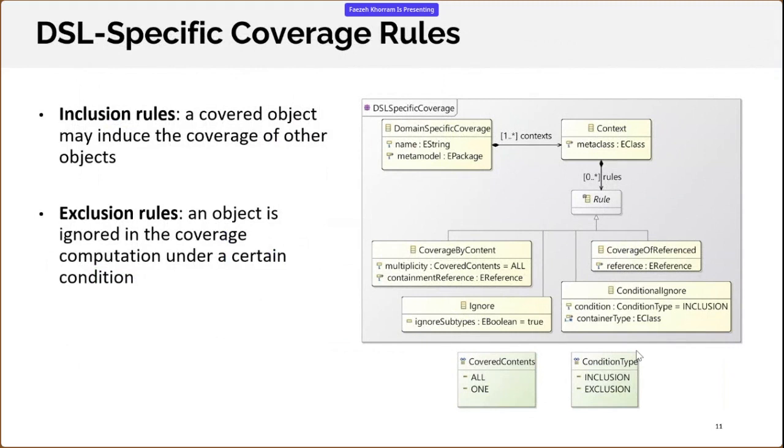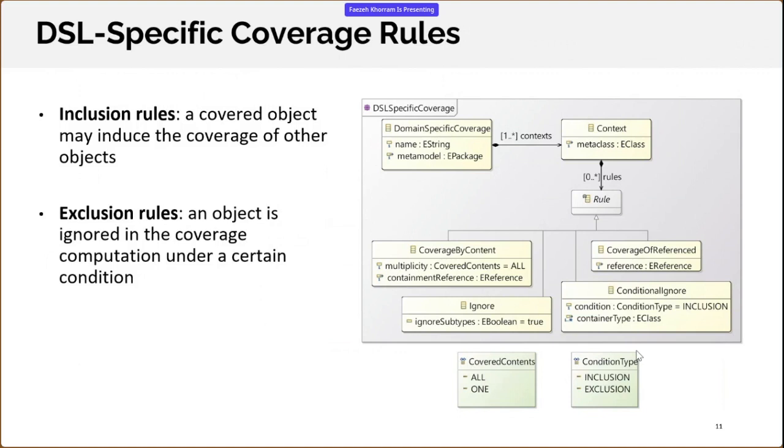Before answering that question, we considered that in addition to computing coverage based on execution trace in a generic sense, a language engineer might want to define some DSL-specific coverage rules. In general, we consider that two families of rules could be interesting to define for a DSL. We named them inclusion and exclusion rules. By inclusion, the idea was that maybe from the coverage status of some object, we can infer that some other connected object is also covered. And by exclusion, we mean that maybe a language engineer wants to ignore some specific types of elements from coverage computation under a certain condition.